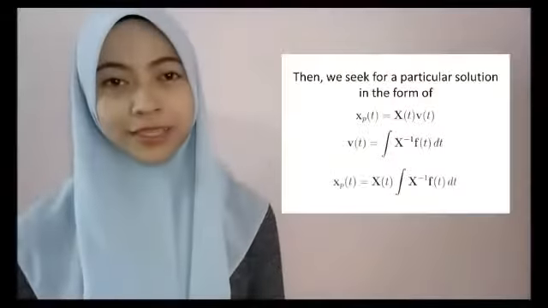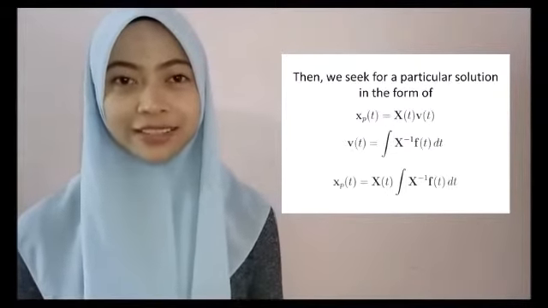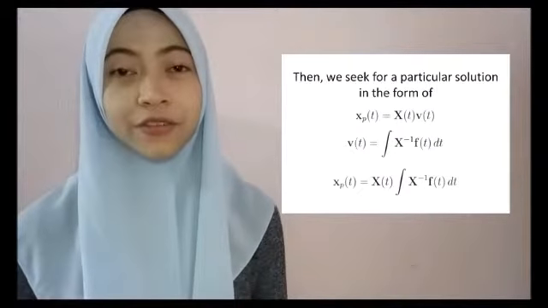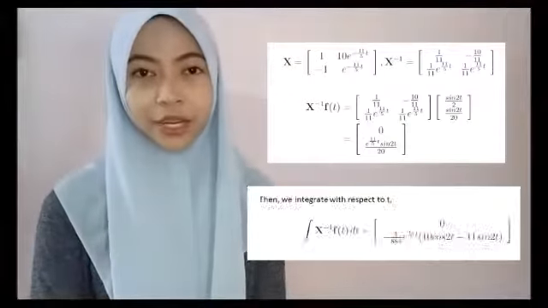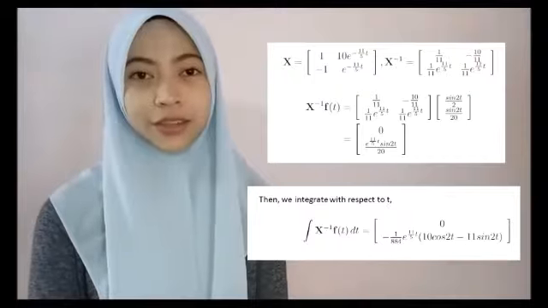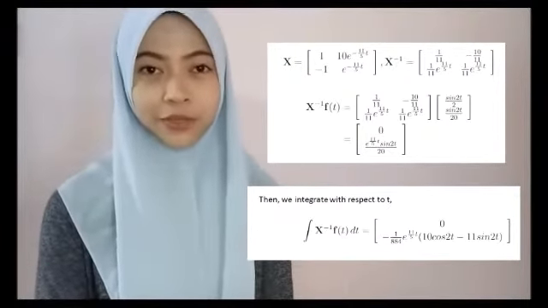Then, we seek a particular solution in the form of xp equals function x times function v, where function v is equal to the integration of the inverse of x times function f with respect to t. In the previous part, we already obtained the function of x. Then, we evaluate the inverse of it. After that, we multiply the inverse of x with function f. After we obtain the function of v, we put it back in the proposed solution. Therefore, our particular solution is this.